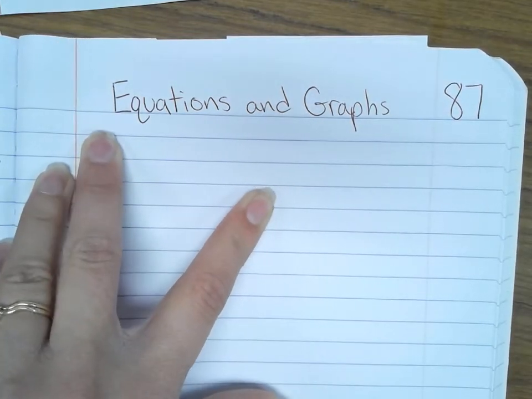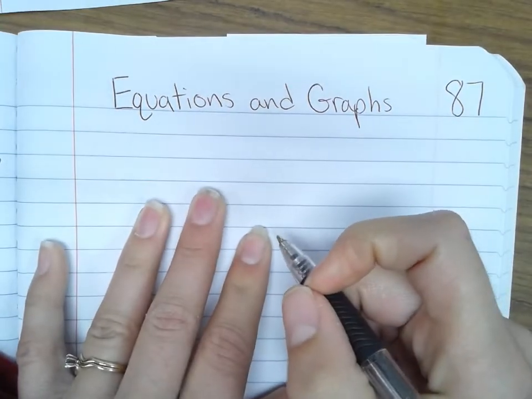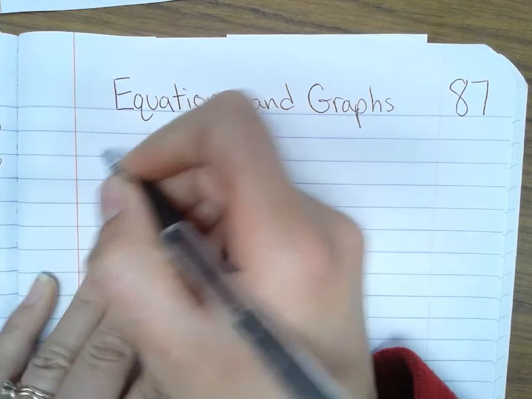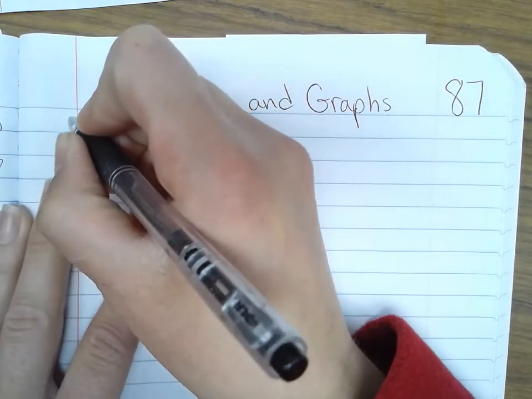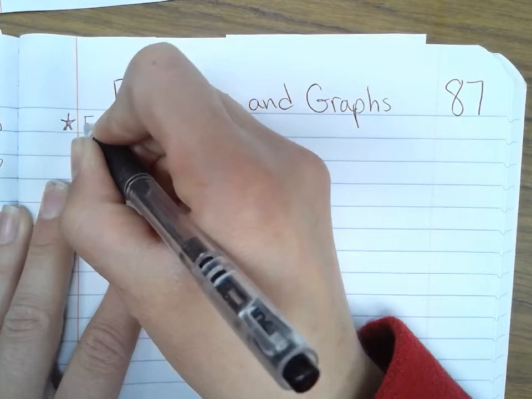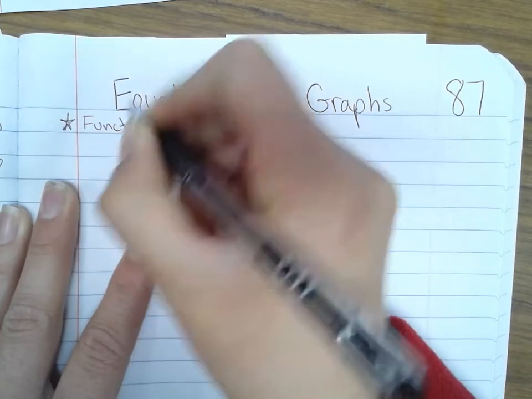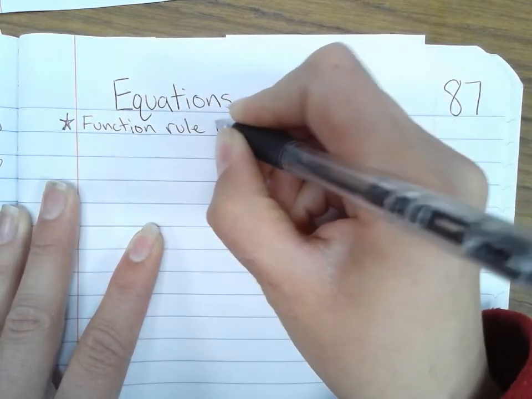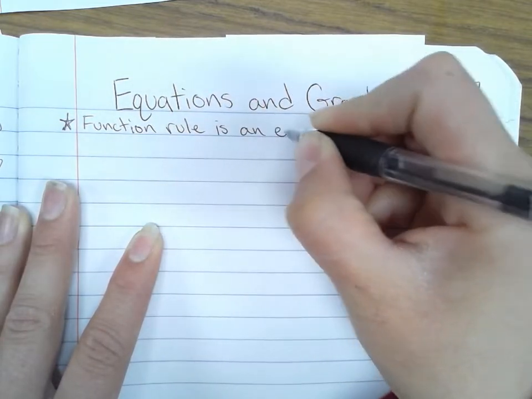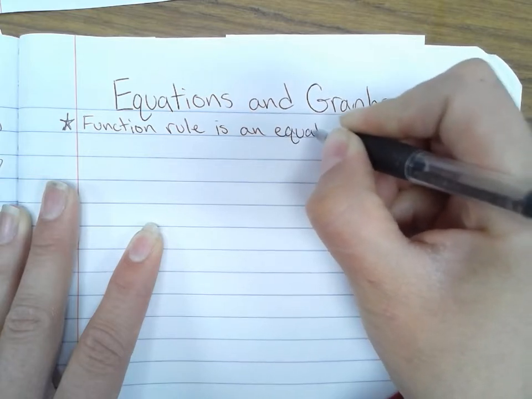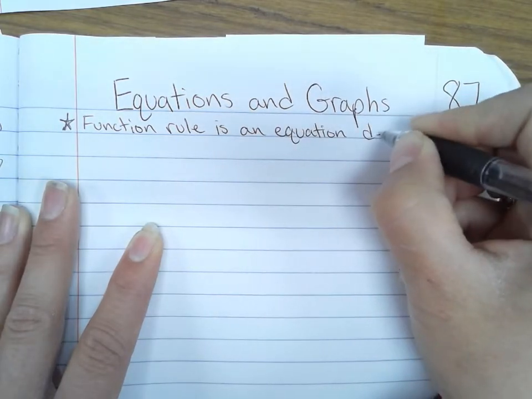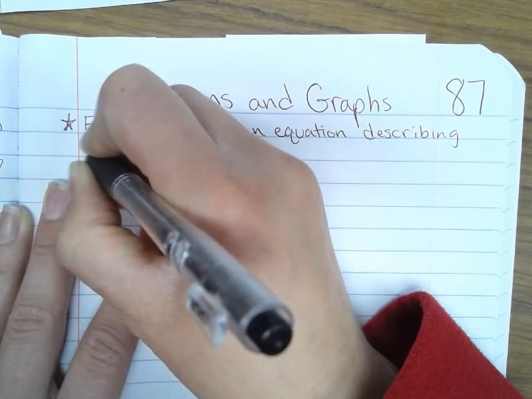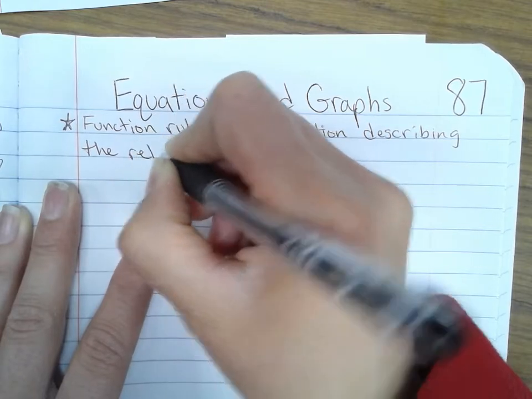Alright, so we've been talking about writing function rules, and a function rule is just another name for an equation that represents a function. Okay, let's do that again. So a function rule is an equation describing the relationship between the input and the output.